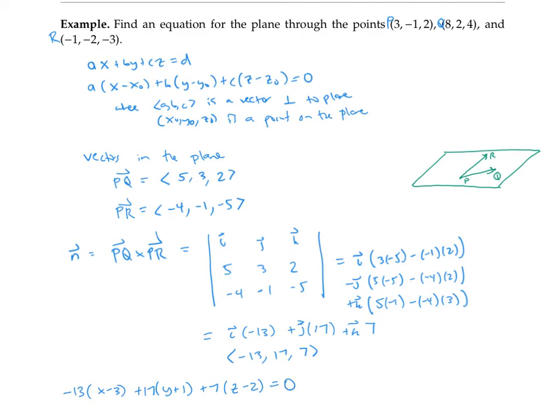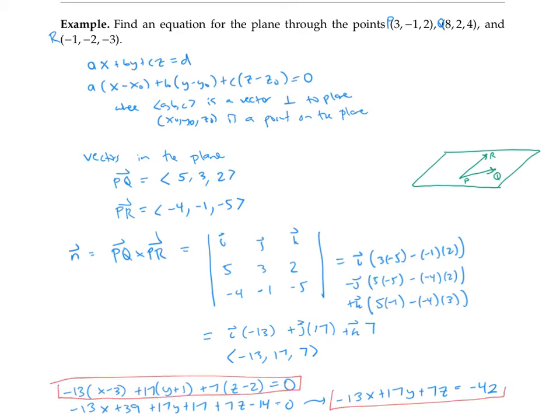I can distribute things out and simplify to get minus 13x plus 39 plus 17y plus 17 plus 7z minus 14 equals 0, which gives me minus 13x plus 17y plus 7z equals negative 42. Either one of these 2 equations, this one or this one, are perfectly fine as final answers. One is in the form of this equation and the other is in the form of that equation.